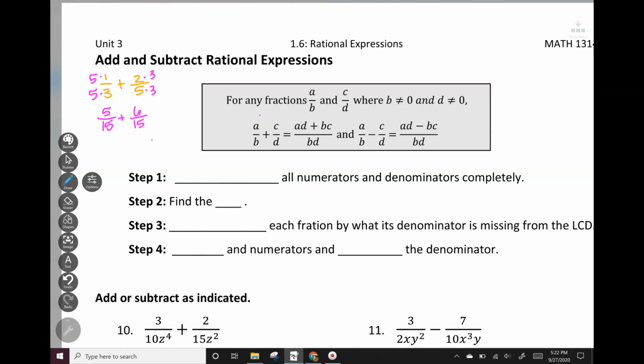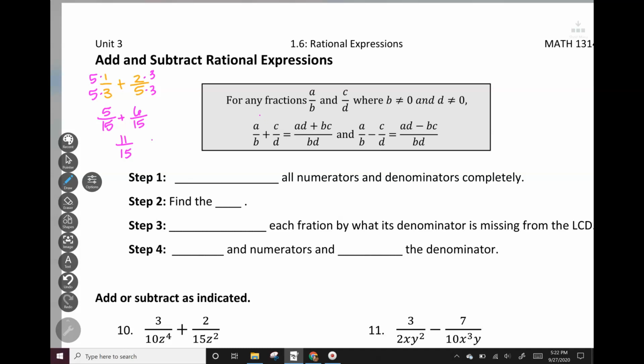Okay, so now the denominators match. Essentially, all I did was multiply this first fraction by the denominator of the second one, and the second fraction by the denominator of the first one. Okay, so often that is what you need to do. Now that they match, I'm going to add straight across the top. 5 plus 6 is 11, and then the denominator stays 15. So that's how you add fractions.